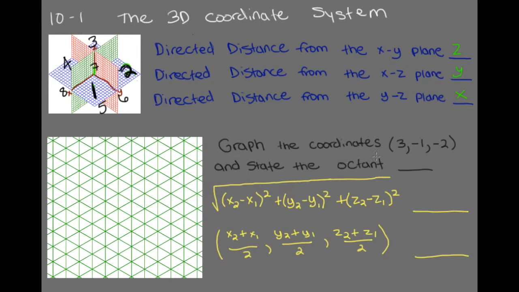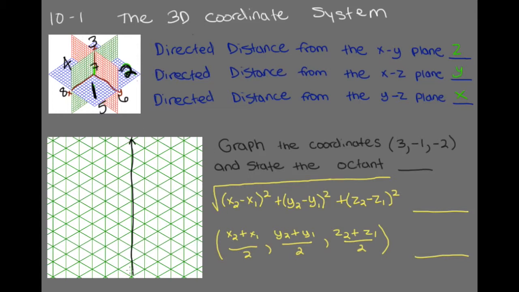So now let's get into graphing these coordinates and stating the octant. So we have a 3D coordinate plane right here. If you can't really see the 3D yet, it's alright. Like the first time I looked at it, it's just a bunch of triangles. But we'll basically draw the z-axis here.